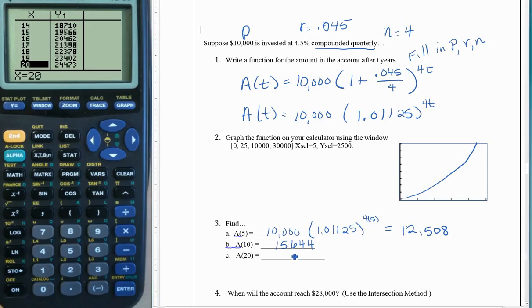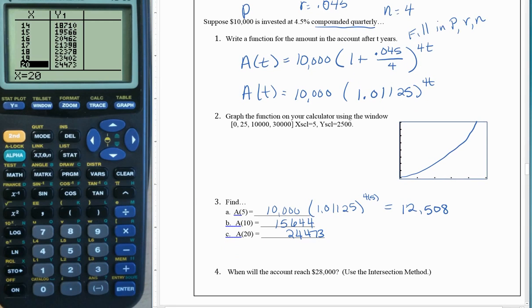We would have $24,473. Okay, so in 20 years, we've more than doubled the initial investment. Okay, next says, when will the account reach $28,000?